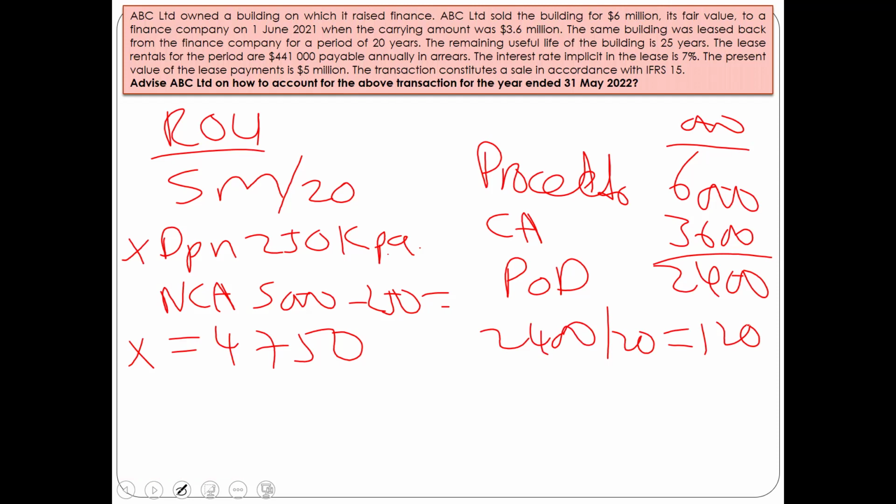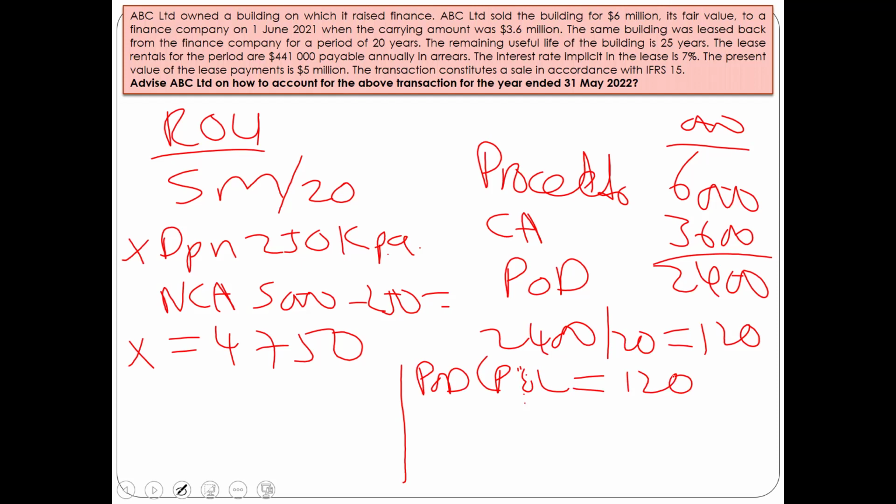So this is how it works. This happened on 1 June 2021, and our year end is 31 May 2022, which means at the end of the first year, our profit on disposal that goes to profit and loss is 120.